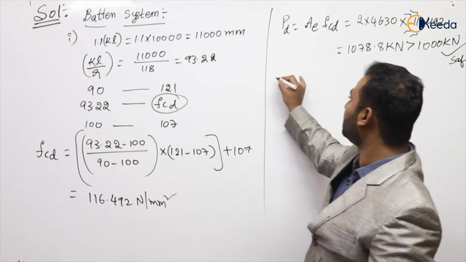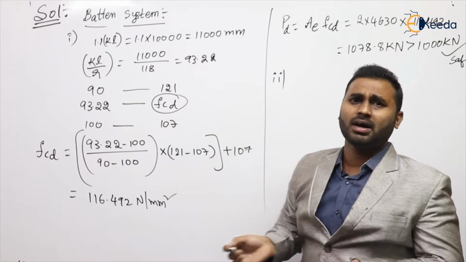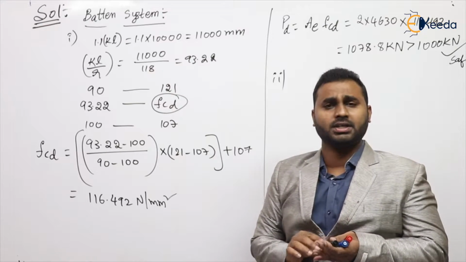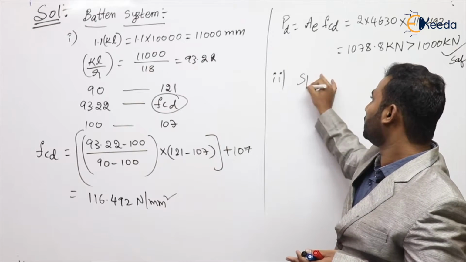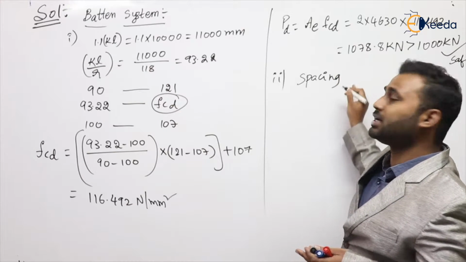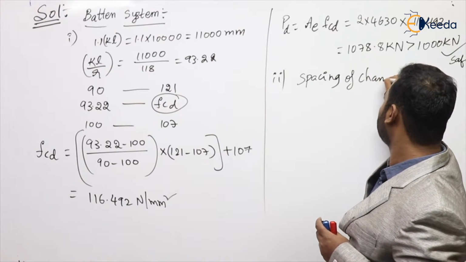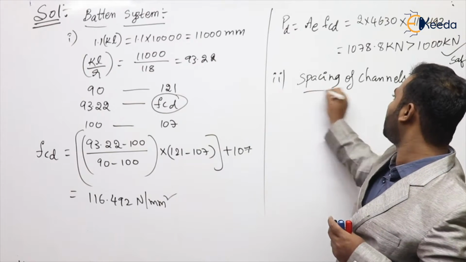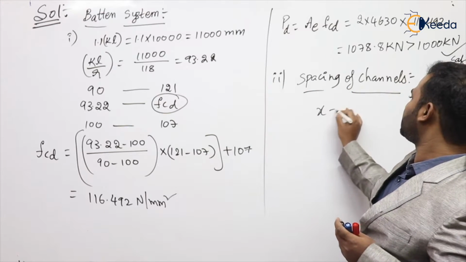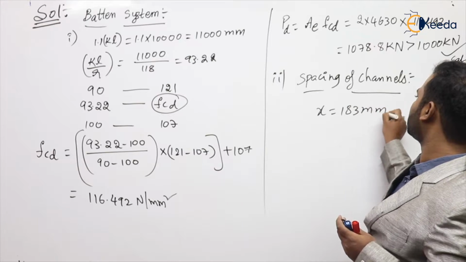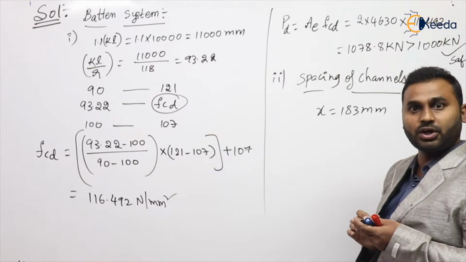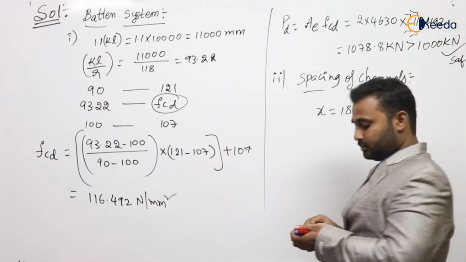Now, the second part is spacing of channels. The same channels we are making use of, hence the spacing in this case is the same as that of the previous case. Again, I am not going to do all the calculations that we have done in the previous question. But the diagram I am going to show again.